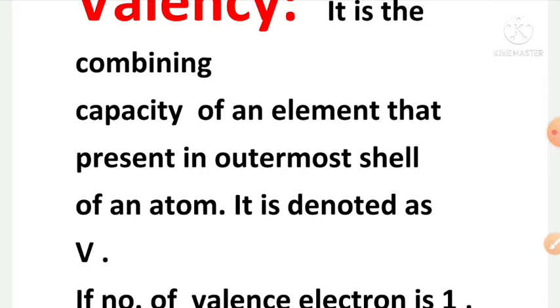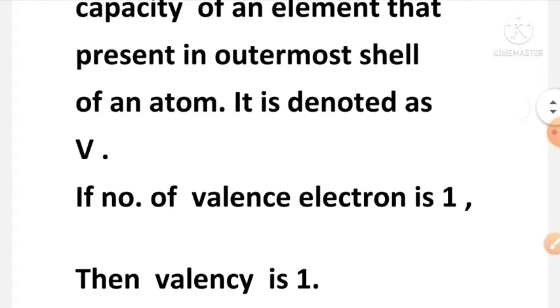Now, in the previous video I discussed the valence electron. Before seeing this video you have to first see valence electron, then you will clearly understand these matters. Now we come to the point. Here some conditions are given. Suppose the number of valence electrons is 1, then its valency is also 1.